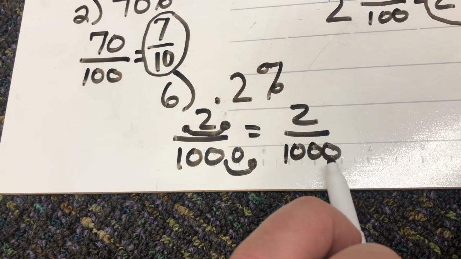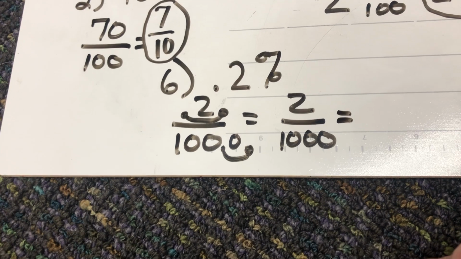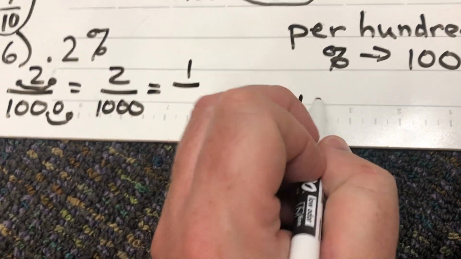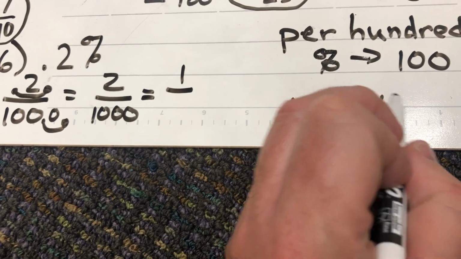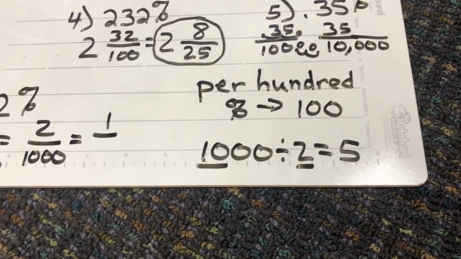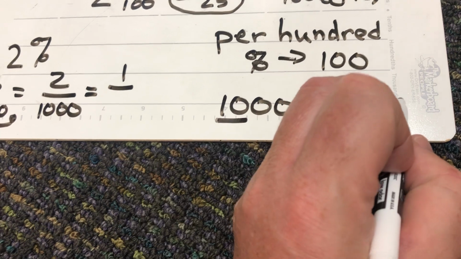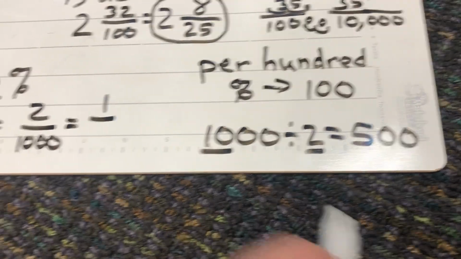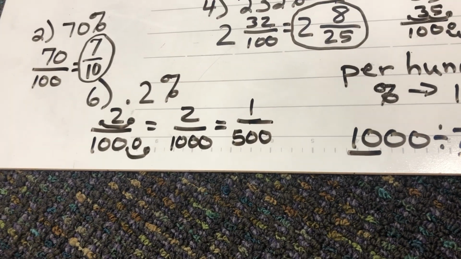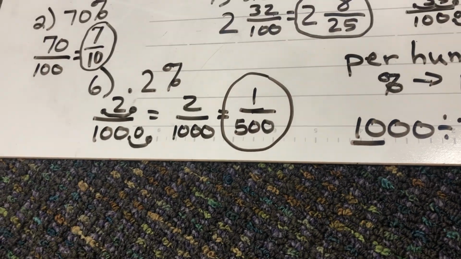2 is an even number. It ends in 0, so 1,000 is an even number. Both of these are divisible by 2. 2 divided by 2 is 1. If I come over here and take 1,000 and divide that by 2, well, 10 divided by 2 is 5. There's no zeros here to cross off. I've got 2 zeros here that need to come to my answer. I get 500. I get 1 over 500. And this 1 kind of gives it away that that's going to be in simplest form.